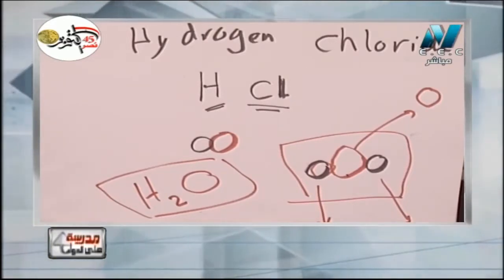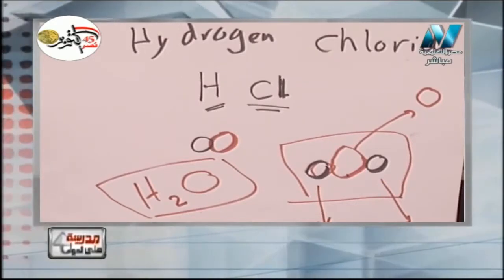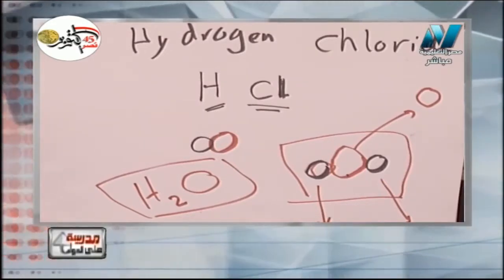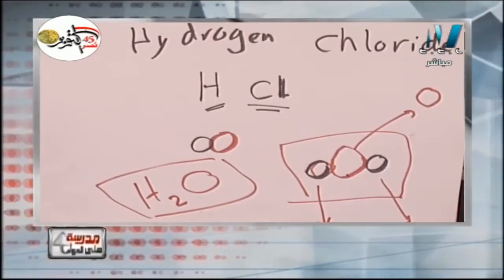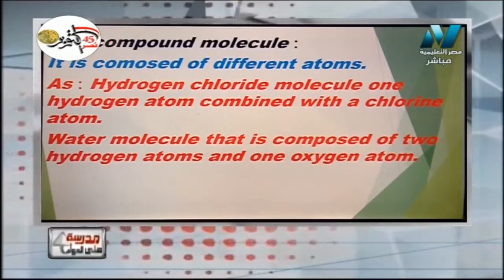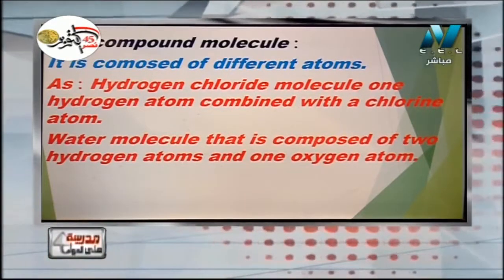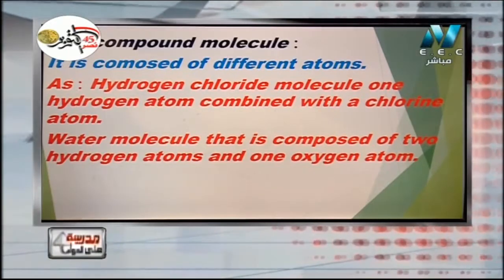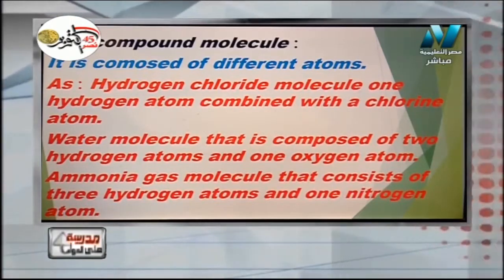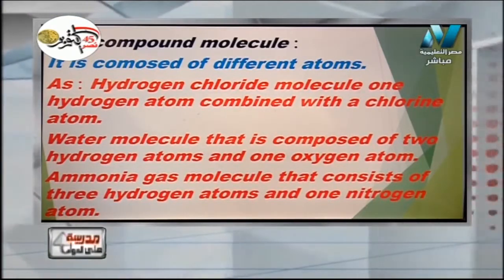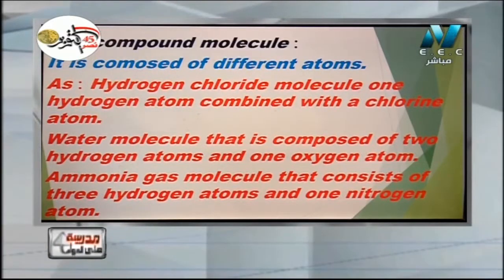Okay. So we have now talked about two examples of molecules of compounds. First one, hydrogen chloride. We have many types of hydrogen chloride: hydrogen chloride gas and hydrochloric acid. Number two, the water molecule that is composed of just two hydrogen atoms and one oxygen atom. Number three, ammonia gas. An ammonia gas molecule consists of what? Three hydrogen atoms and one nitrogen atom.